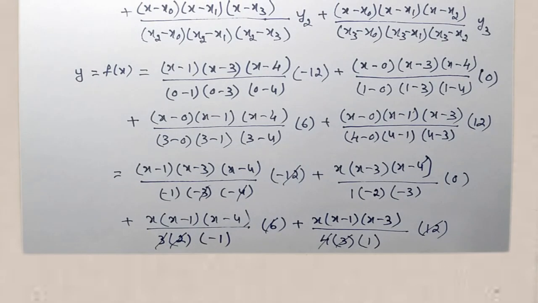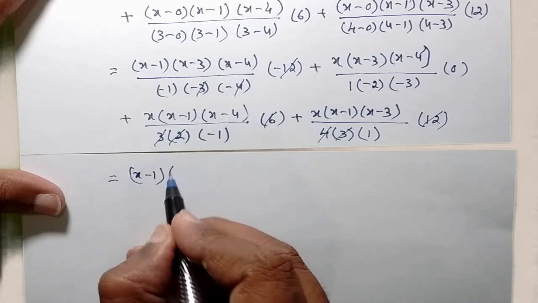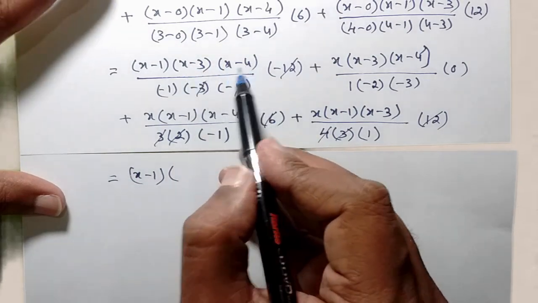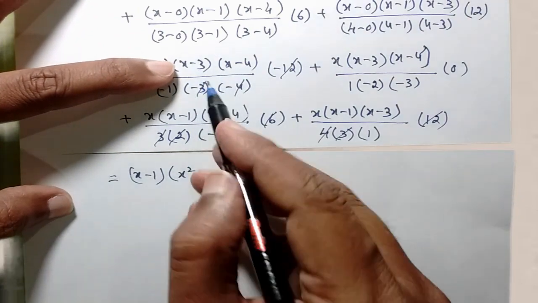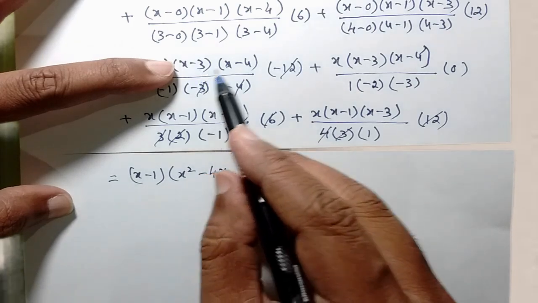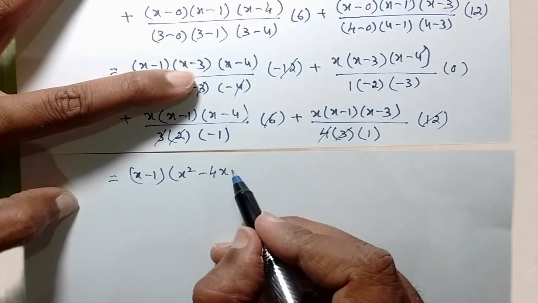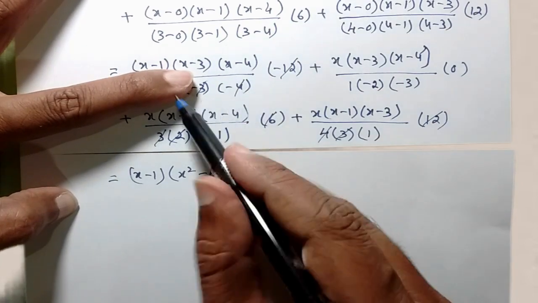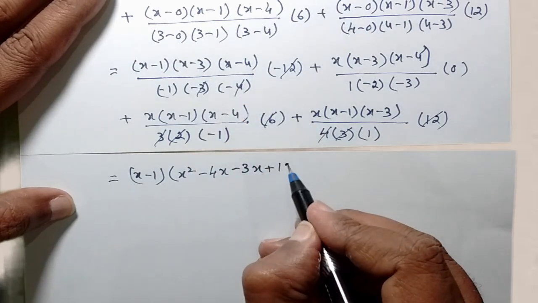Let us further try to simplify this term. So this x minus 1 as it is. Now I have to multiply this x with x minus 4. So x multiplied by x will be x square. Then x multiplied by minus 4 will be minus 4x. So with x I have multiplied x minus 4. Now with minus 3 you multiply. Minus 3 into x will be minus 3x. Then minus of minus will become plus. 3 times 4 will be 12.